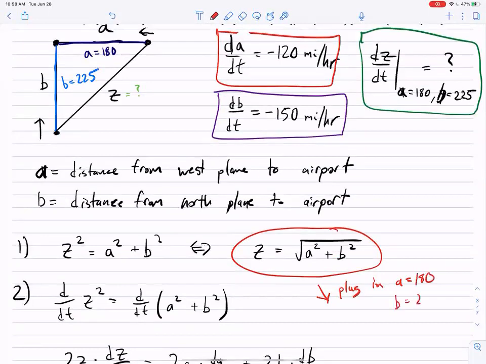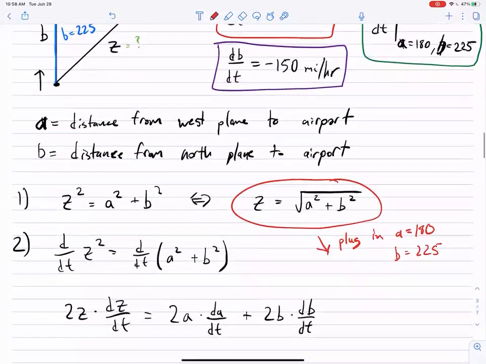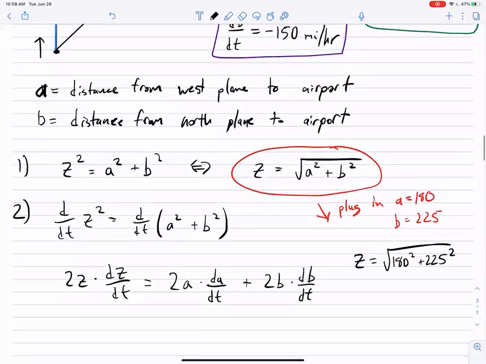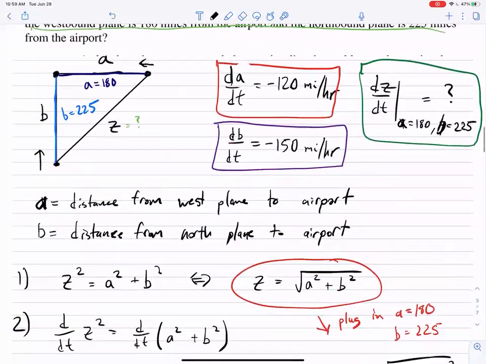And b equals 225 to get z. And what do we get? We get that z, the quantity z, actually is the square root of 180 squared plus 225 squared. So that's what z is in miles. And that will also be in miles because that distance is in miles.